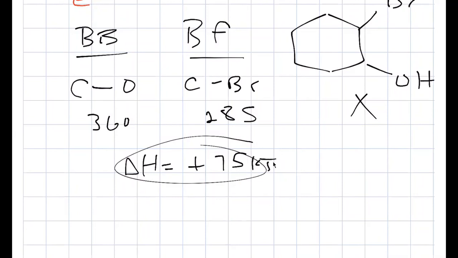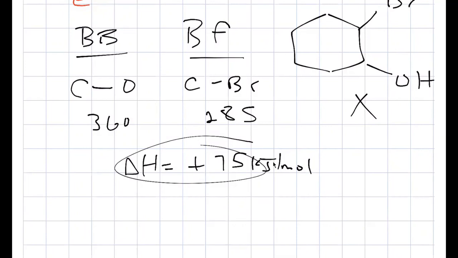Kilojoules per mole. And remember the goal is to make strong bonds and break weak bonds. That's the goal. Sometimes that's not possible, but that's always the aspiration, right? All right, so delta H is positive.